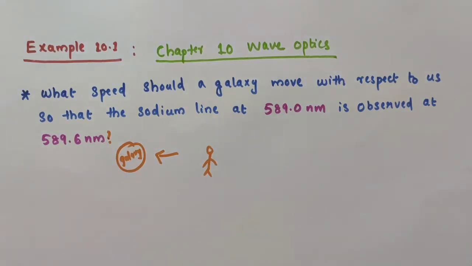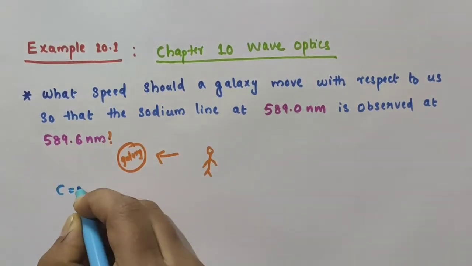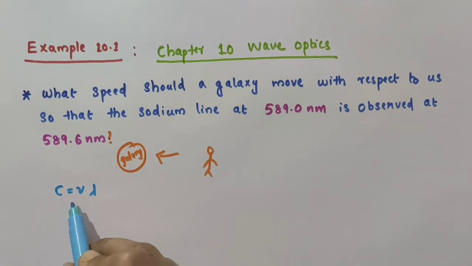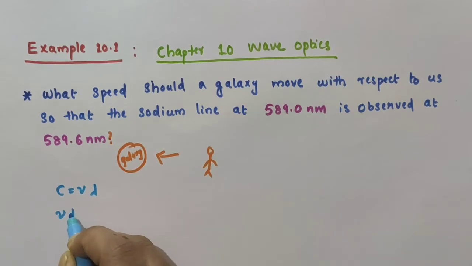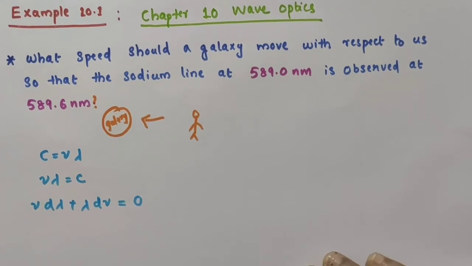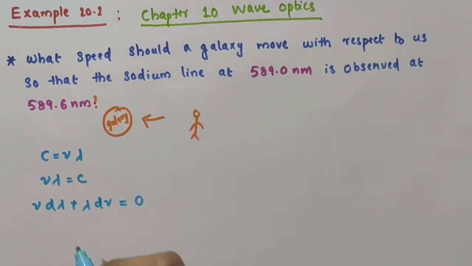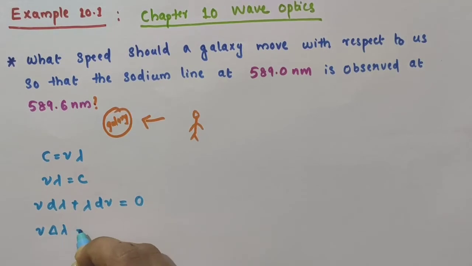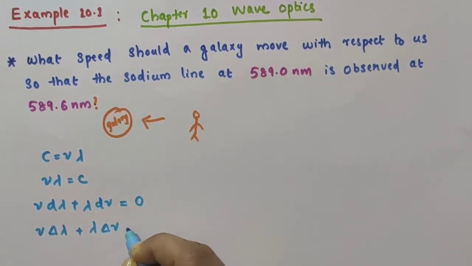See, we have c is equal to nu lambda, where c is the speed of light in vacuum, nu is its frequency, and lambda is the wavelength. This can be written as nu lambda equal to c. Now I am taking the derivative on both sides. This becomes first function into derivative of the second plus second into derivative of the first is equal to zero, since c is a constant and its derivative is 0. Here I am taking d lambda as delta lambda and d nu as delta nu.